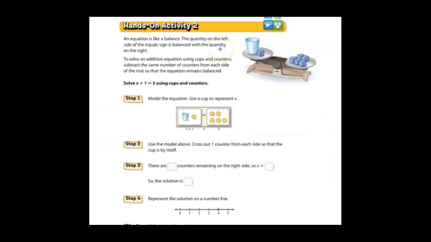Okay, so for the next hands-on activity, we're going to practice solving equations using counters and cups. And if you were in class with me, you would actually have cups and counters on your desk in front of you, but we're going to look at a picture and do it that way. Okay, so it's telling us that an equation is like a balance. The quantity on the left has to be equal and balanced with the quantity on the right. So to solve an addition equation using cups and counters, subtract the same number of counters from each side of the mat so that the equation remains balanced.